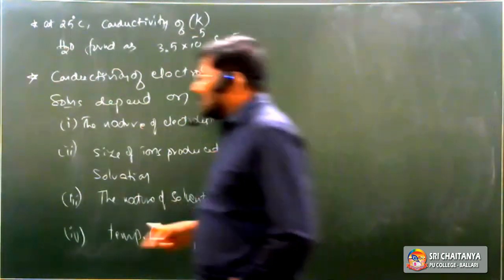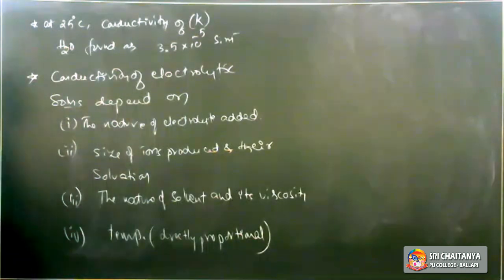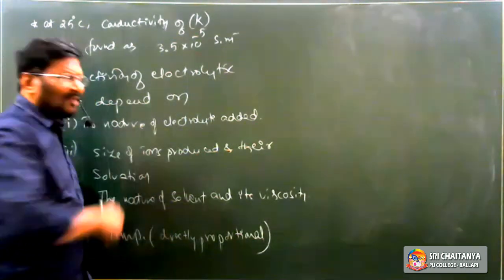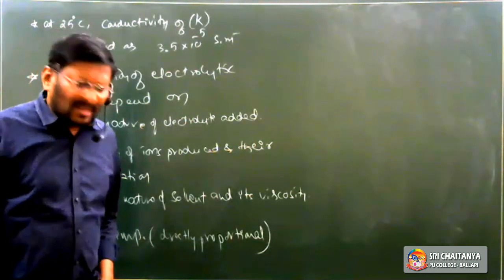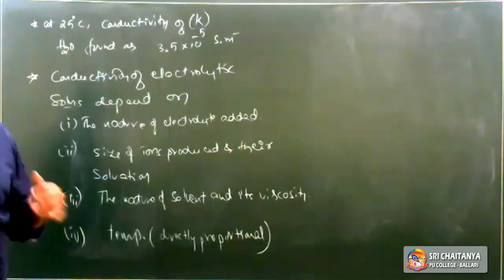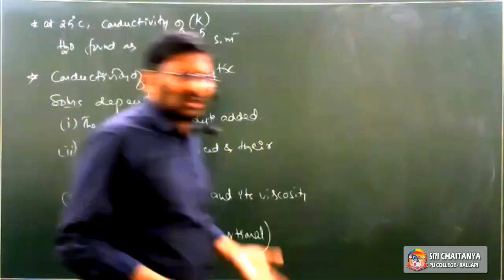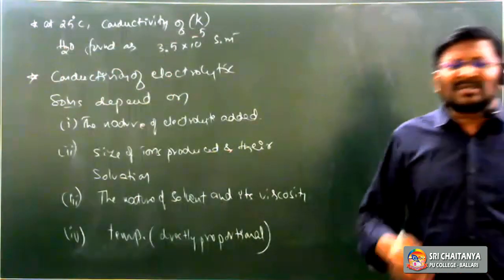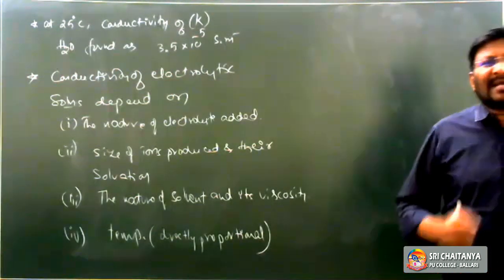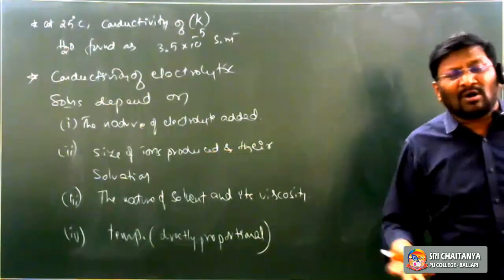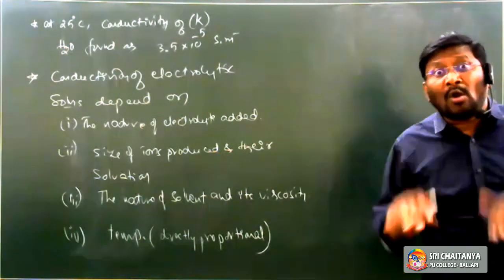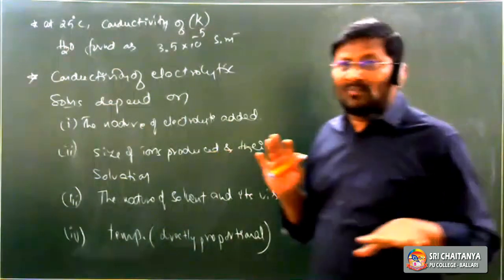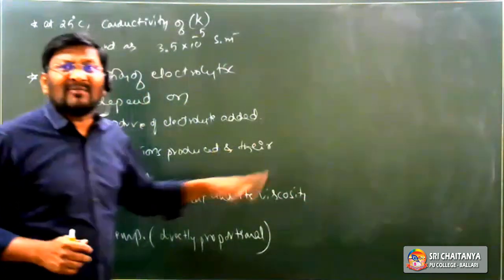See here, the nature of the electrolyte added, more ionic or less ionic, and the size of ions produced and their solvation. The size of the ions is also most important. Suppose if the size is heavy, it cannot move, right? Therefore, the conductivity will be low. So that depends on solvation.